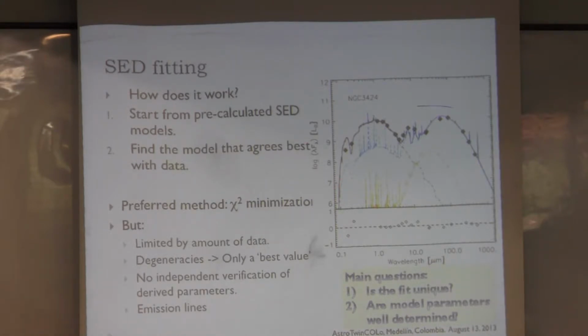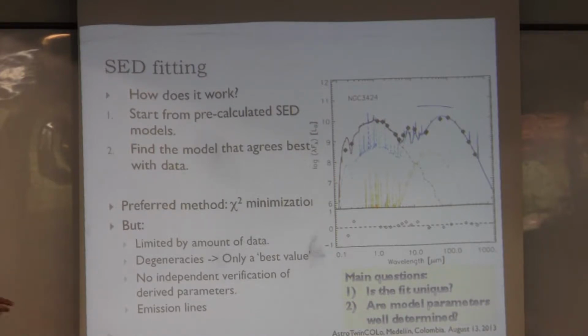You're probably familiar with that. You compare your prediction with your data and then see which of those models is actually closer to your data. However, that has significant caveats. First of all, because sometimes you have a limited amount of data. Even though we have a whole coverage here of all this emission, you still have a lot of parameters in this model. So sometimes you don't have enough data points to constrain all your parameters, so you want to find clever ways to do this.